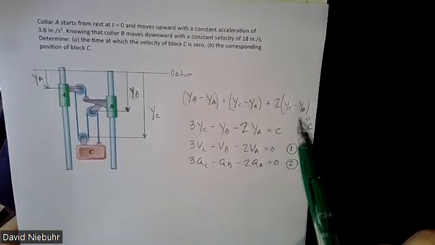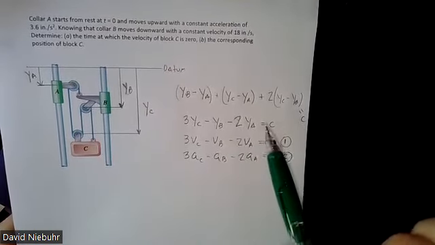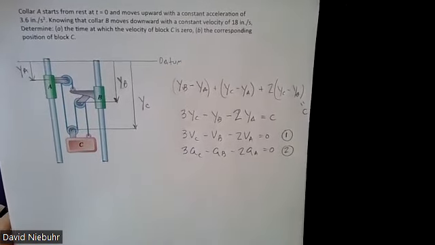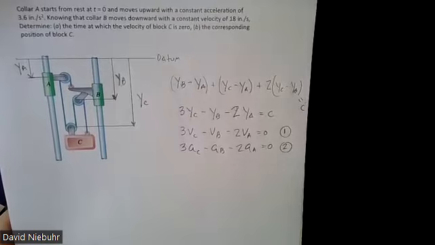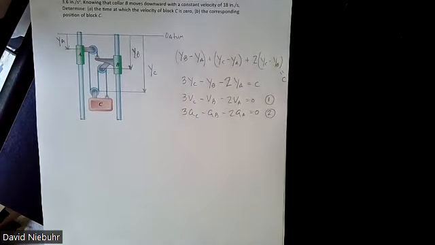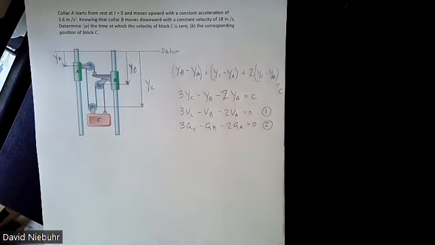So if we rearrange those, we get 2YC minus YB minus 2YA is a constant, and then we have our subsequent velocities and accelerations. All right, so now we need to move forward with what we know, and we can use these equations and the information that we're given to then solve.